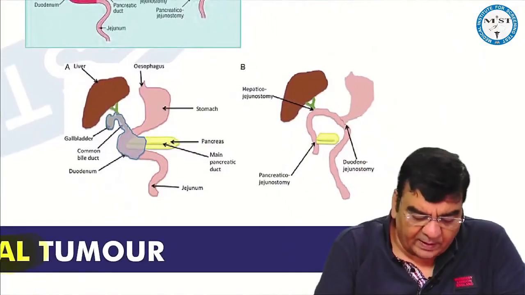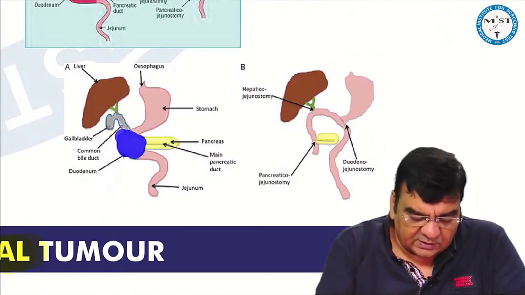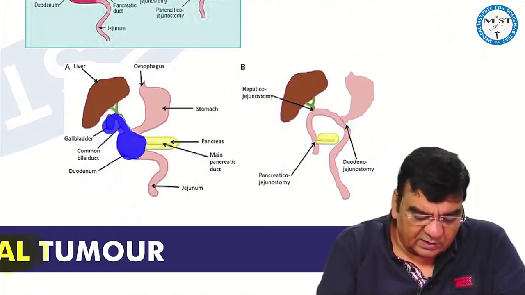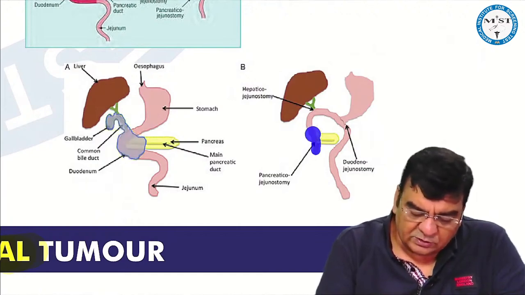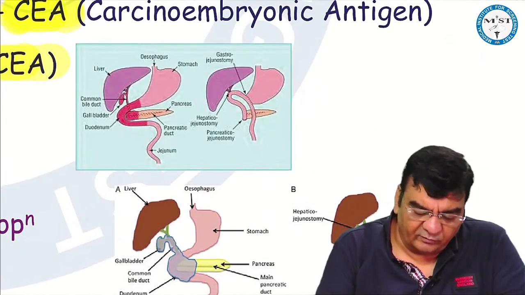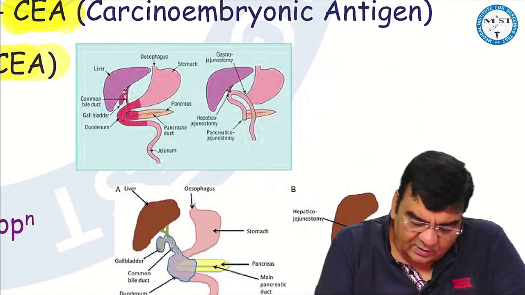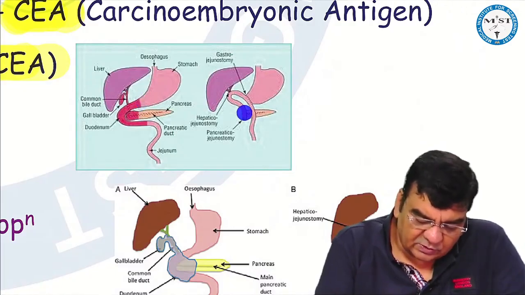Nowadays, we are doing a pylorus preserving pancreaticoduodenectomy. After removing the head of the pancreas along with the duodenum, we also remove the CBD and the gallbladder. So we take the jejunum and do a pancreaticojejunostomy, hepaticojejunostomy, and a pylorojejunostomy. Earlier, we were not preserving the pylorus. We were actually chopping the pylorus also. So we were doing a pancreaticojejunostomy, hepaticojejunostomy, and a gastrojejunostomy.